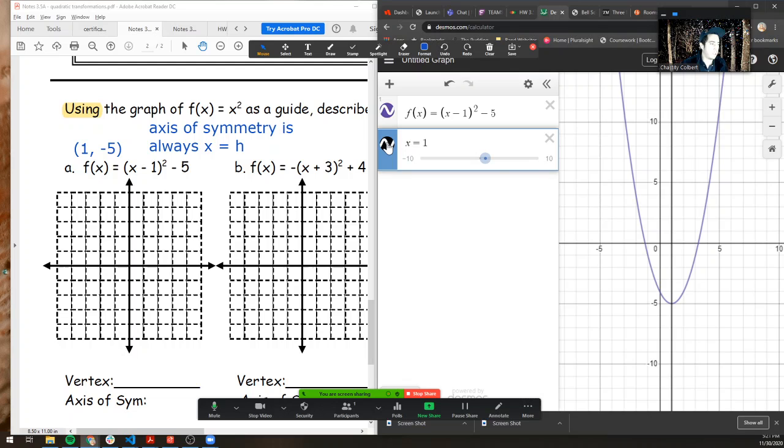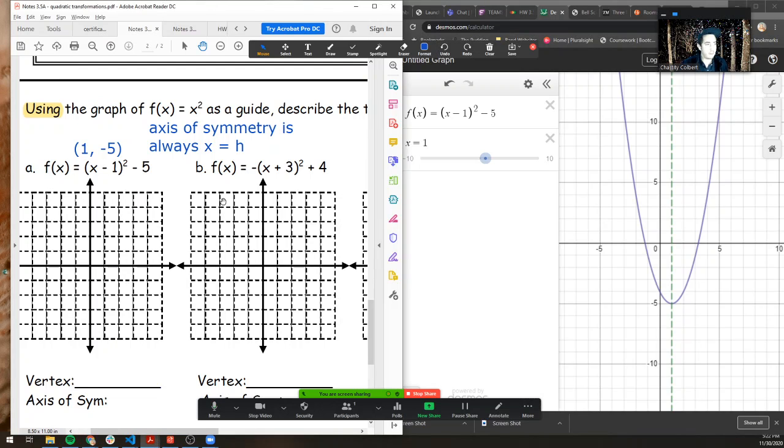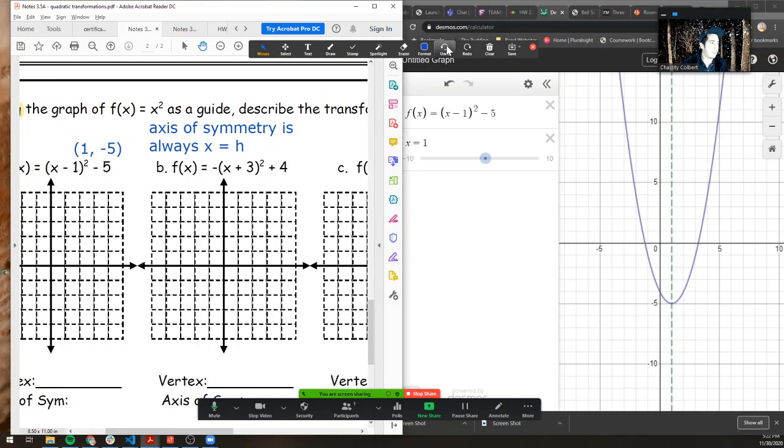Here you see, I'll change it to green. Green, I'll make it dash. See how this dash line cuts right through the middle of that one. So that's what the axis of symmetry is. So it's always h, whatever the h value is. So without even graphing B, I can look at it.